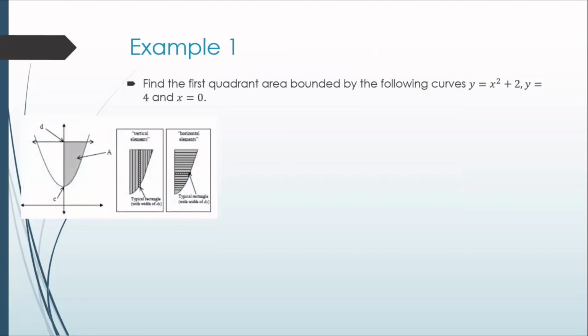Let's do the first example, example 1. Find the first quadrant area bounded by the following curves, y equal to x squared plus 2, and y equal to 4, and x equal to 0. So that means I need to find what is this. And for sure, this one is y equal to 4. Okay, and this one is the y-intercept of this function. So let's find the y-intercept.